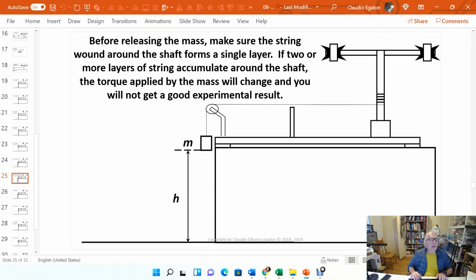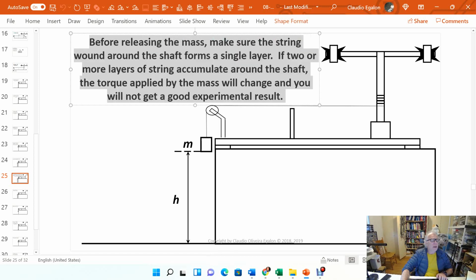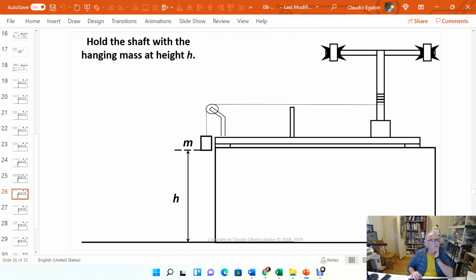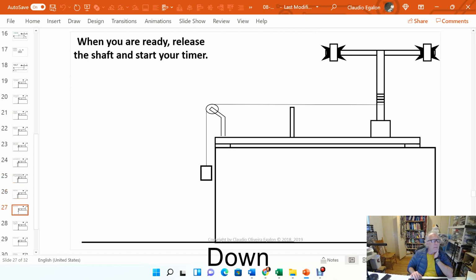Before releasing the mass, make sure the string wound around the shaft forms a single layer, just like I mentioned. If 2 or more layers of string accumulate around the shaft, the torque applied by the mass will change and you will not get a good experimental result compared to the theory. Hold the shaft with the hanging mass at height h. When you're ready, release the shaft and start your timer. Again, just like before, to prevent any reaction time error, whoever releases the mass is the same person who does the timing. Do not split the task.